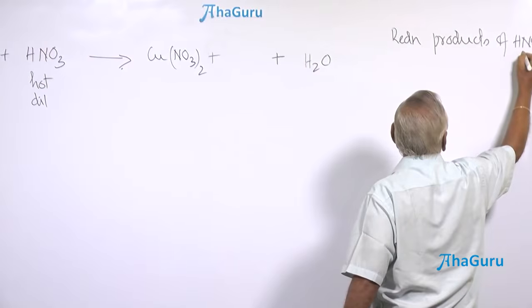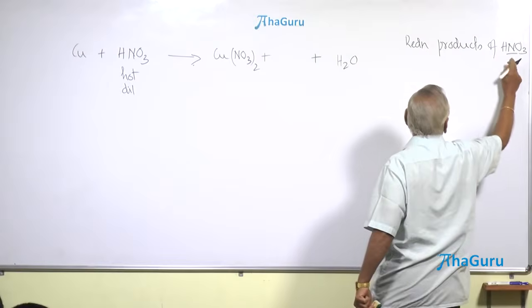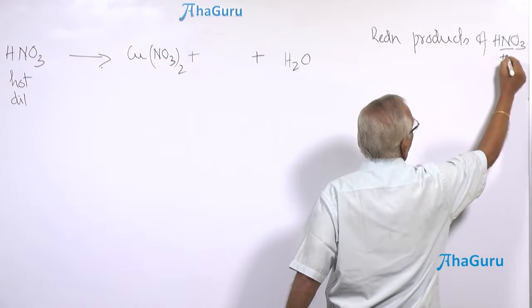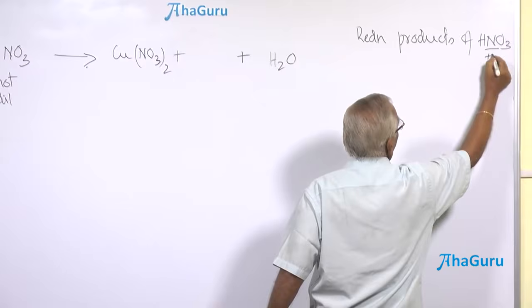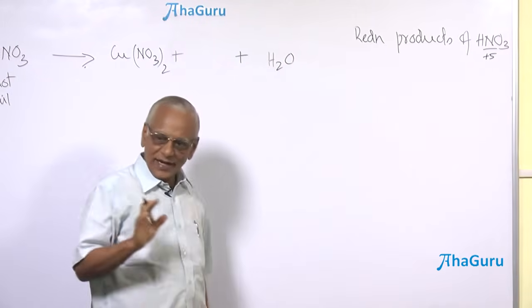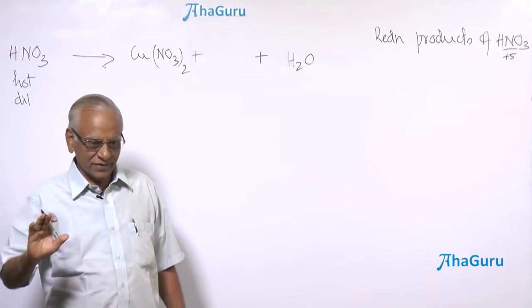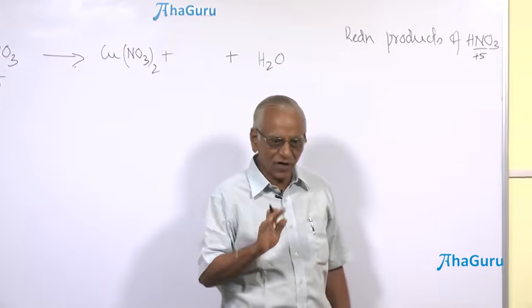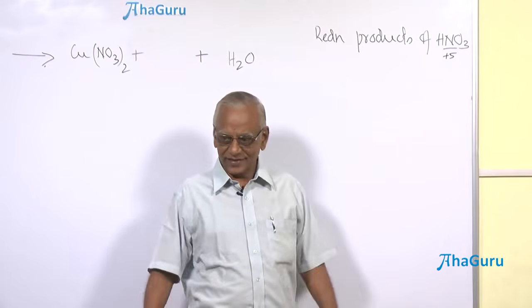What should be the oxidation state of nitrogen here? X plus 1 minus 6 is equal to 0. So, plus 5 and plus 1 is plus 6, and minus X. So, any other compound of nitrogen whose oxidation number is going to be less than 5, they are all called reduction products of nitric acid.